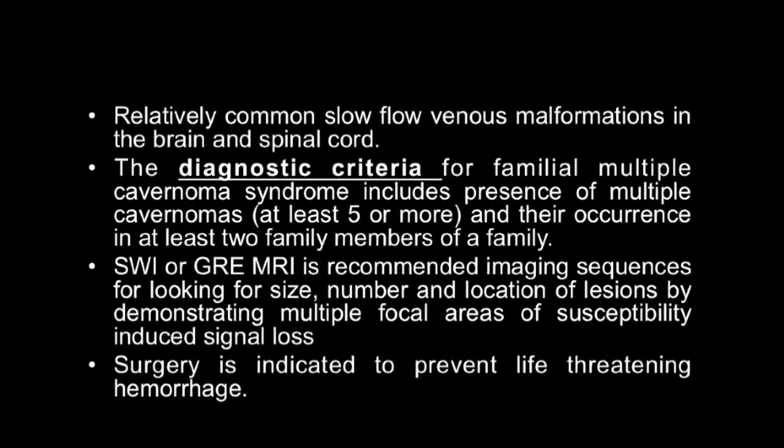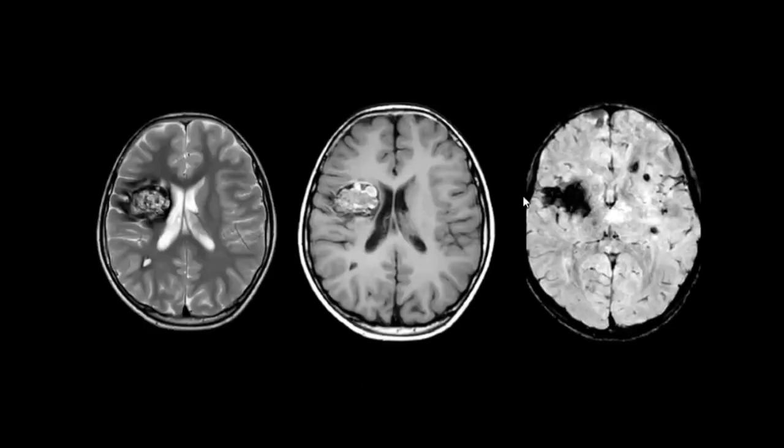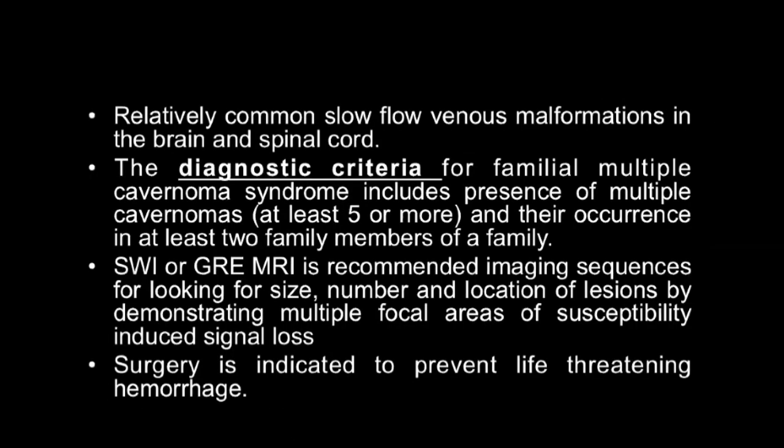Cavernomas are slow flow venous malformations, and for familial syndrome, the diagnostic criteria include that there should be at least 5 or more. Another diagnostic criterion is that their occurrence should be in at least 2 family members of the same family. GRE or susceptibility is a very good sequence in which you can appreciate almost all of them. There were multiple at different levels, and we could appreciate them on susceptibility weighted or GRE images.